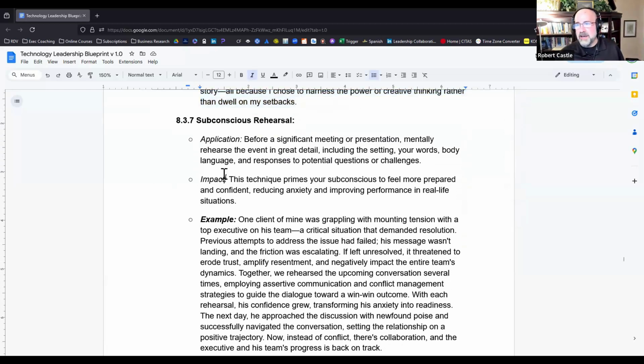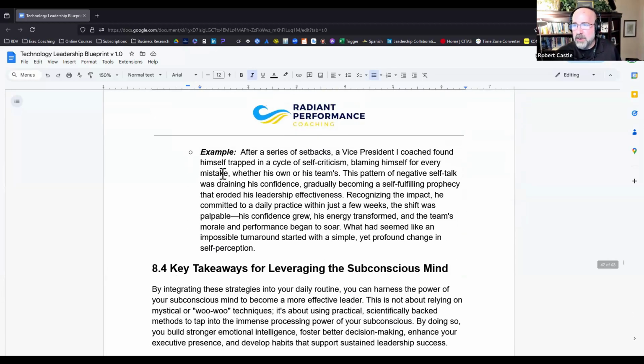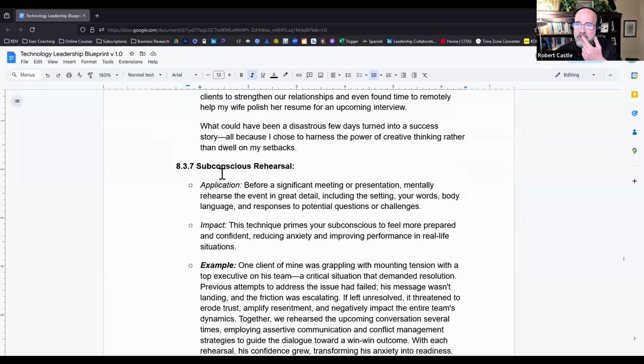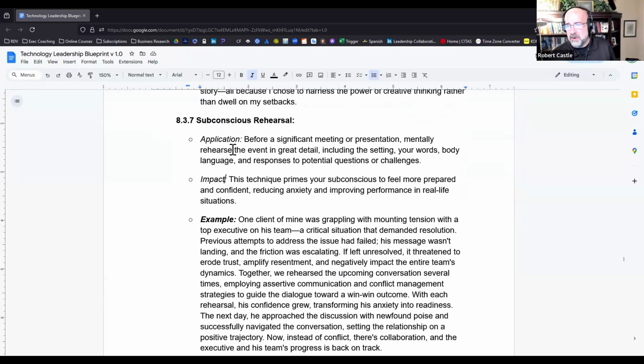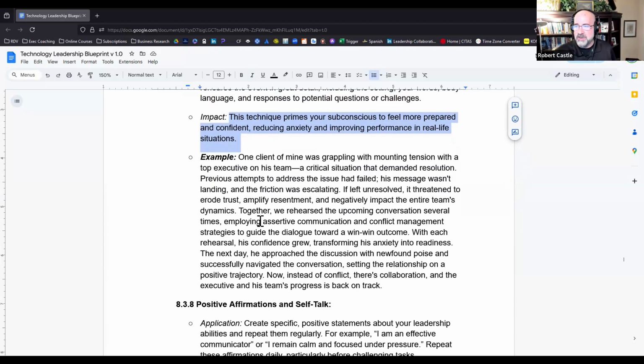So let's take a look at a few more. One more, I think. Two more. Subconscious rehearsal. Before a significant meeting or presentation, mentally rehearse the event in great detail, including the setting, your words, body language, and responses to potential questions or challenges. The impact of this technique is that it primes your subconscious to feel more prepared and confident, reducing anxiety and improving results.